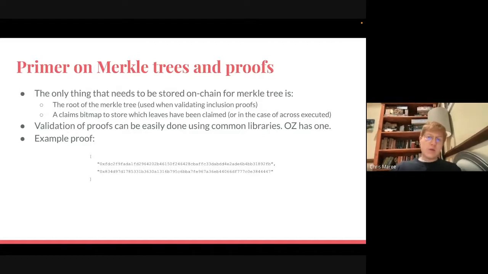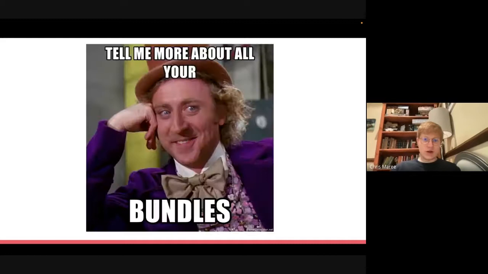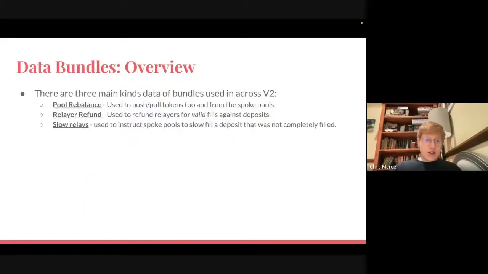And then we flip the bitmap to actually say that it's claimed. Okay, so there's a random data structure. Why is this relevant to Across V2? In Across V2, we use this for all of our data bundling, which was the first class of bundles that I referred to earlier.